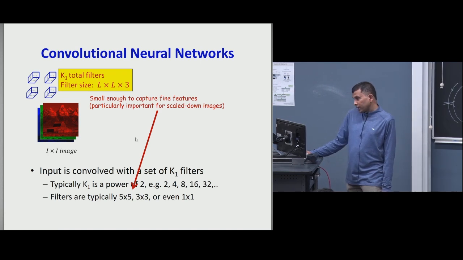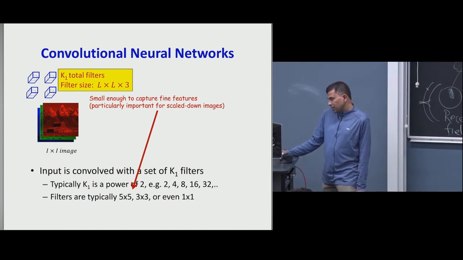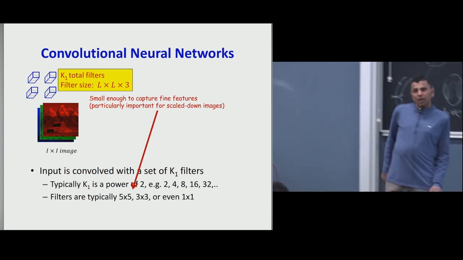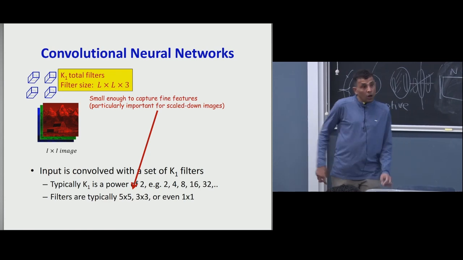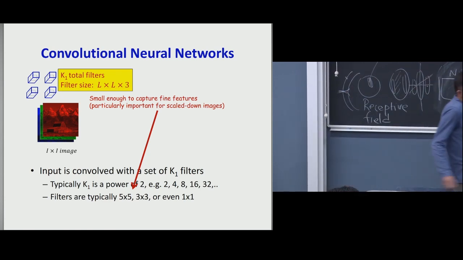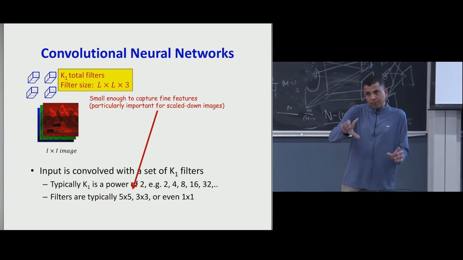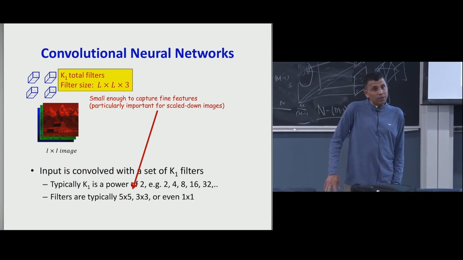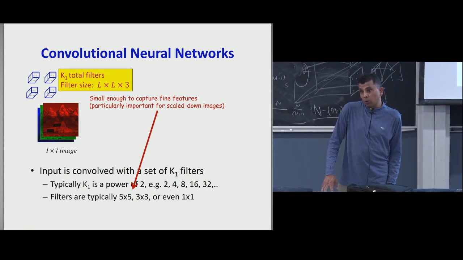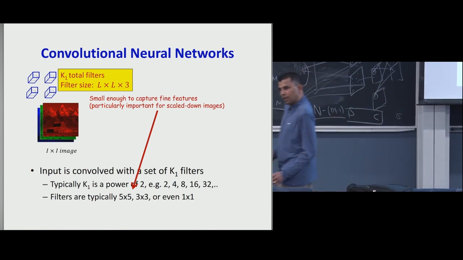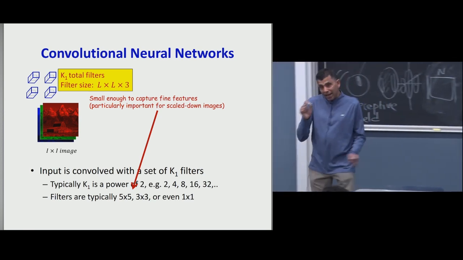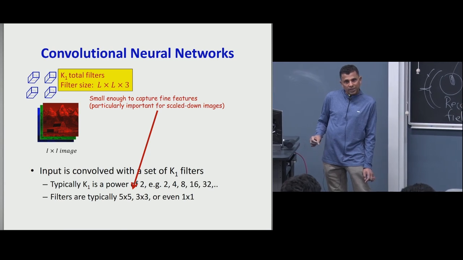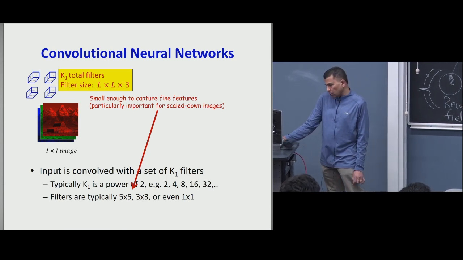So these are small enough to capture fine features, which is particularly important for scaled down images. Typically, if you get a 1000 cross 1000 image, you're not going to be working on a 1000 cross 1000 image. It's just going to take too much time. So you'd resample it down and scale it down to something much smaller and tractable, say 128 cross 128, or even smaller, and work on those, which means that the size of the features are going to become really tiny, and you want to be really careful about not losing them. So the filters tend to be really small.